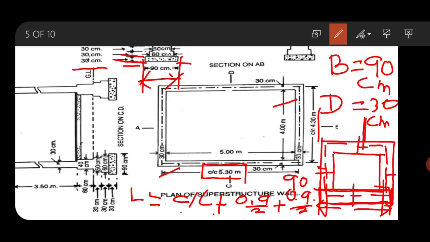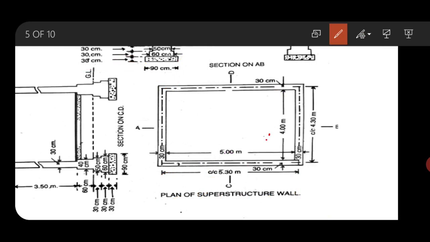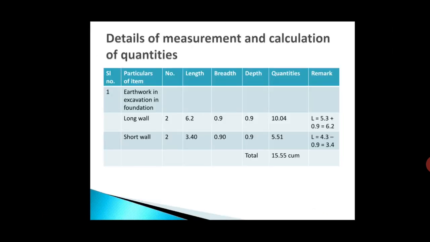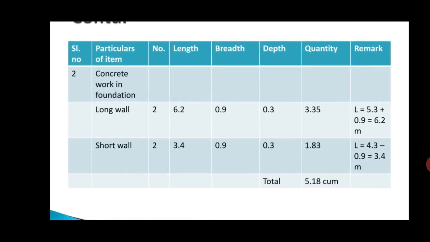Then we will move to our details of measurement form. So see, this is the second item. Serial number 2, item name is concrete work in foundation. First we will go for long wall. So in place of long wall number, we will write down simply 2. There are 2 numbers of long wall. So length you can see, center to center length is 5.3.